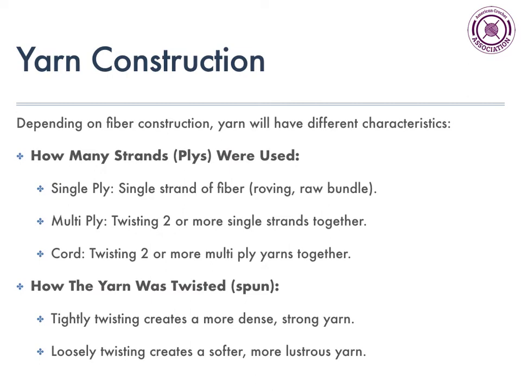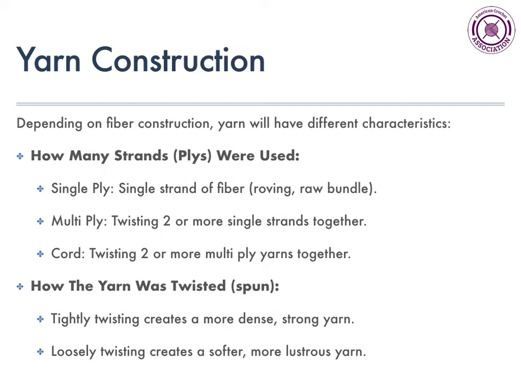First, let's look at how many strands or plies were used to create your yarn. Now, if there's just one single strand of fiber or ply used, it's defined as a single ply of yarn. This is also called roving or maybe a raw bundle. Now, if there's two different plies or single strands twisted together, it's going to be called a multiply. Now, I say two or more because you could use any number of plies, 2, 10, 20. Now, if you take those two or more single strands of yarn, and then you twist those strands together, that's what's called a cord.